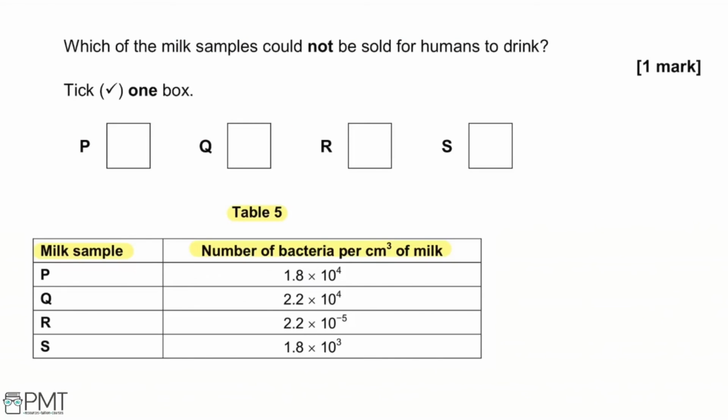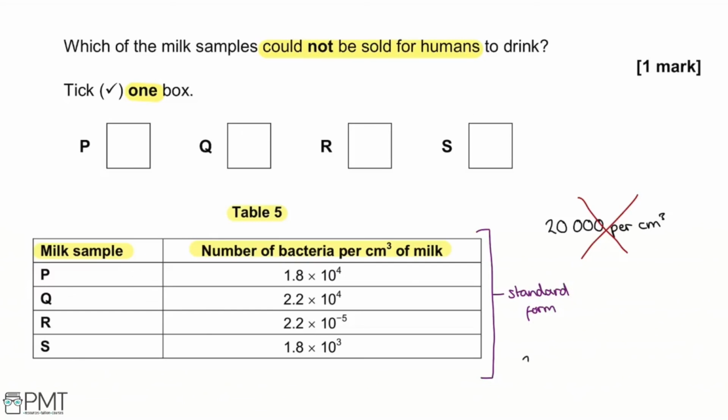Which of the milk samples could not be sold for humans to drink? Tick one box. So the question told us that more than 20,000 bacteria per centimetre cubed of milk is dangerous for human consumption. However, when we look at the values in the table, they are in standard form, which isn't the case with our 20,000. So what we've got to do is convert the 20,000 into standard form so that we can compare it.